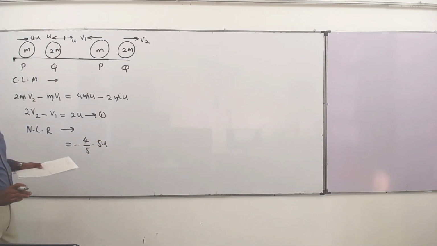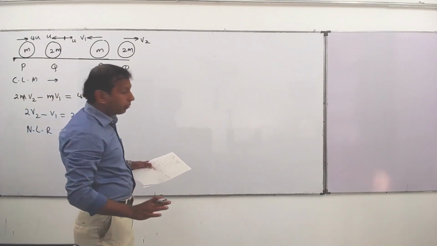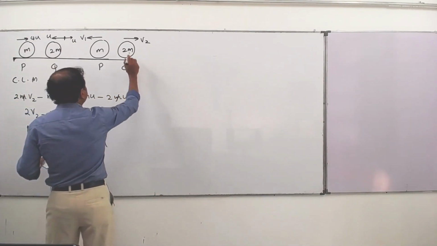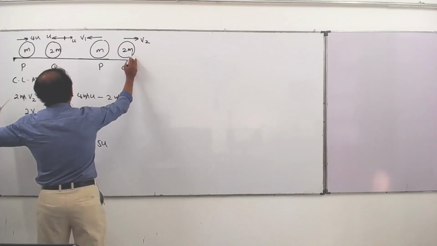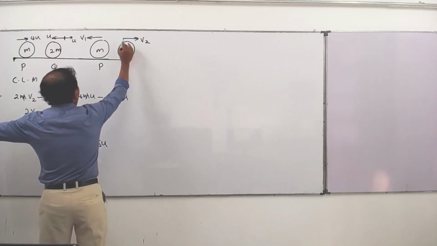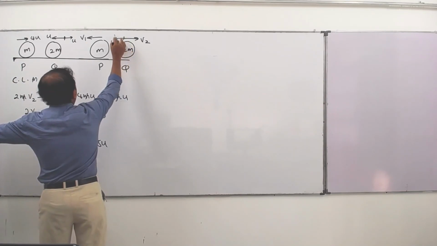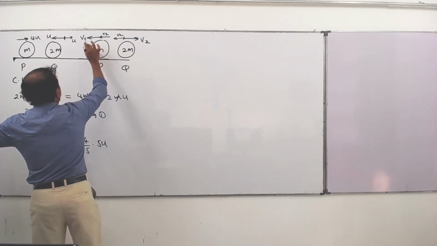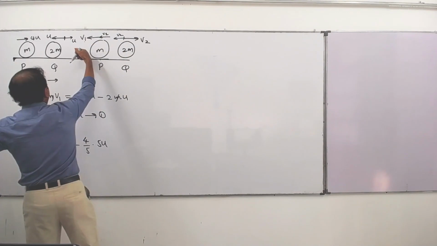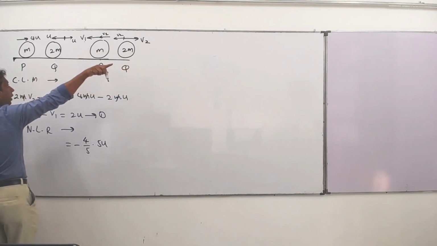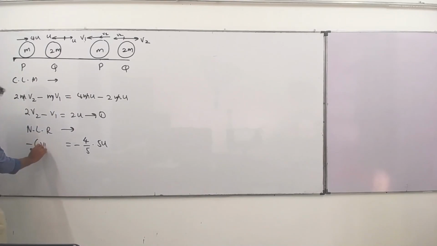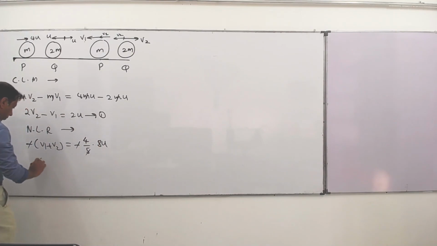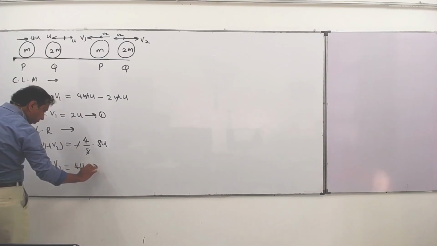This equals the relative velocity after impact. After impact also we have to stop Q, because before impact we also stopped Q. Apply V2 this way and V2 this way. Then P will be getting V1 plus V2 leftward. But we apply the law rightward, so that will be minus V1 plus V2. Minus signs we can cancel. So V1 plus V2 is equal to 4u, number 2.